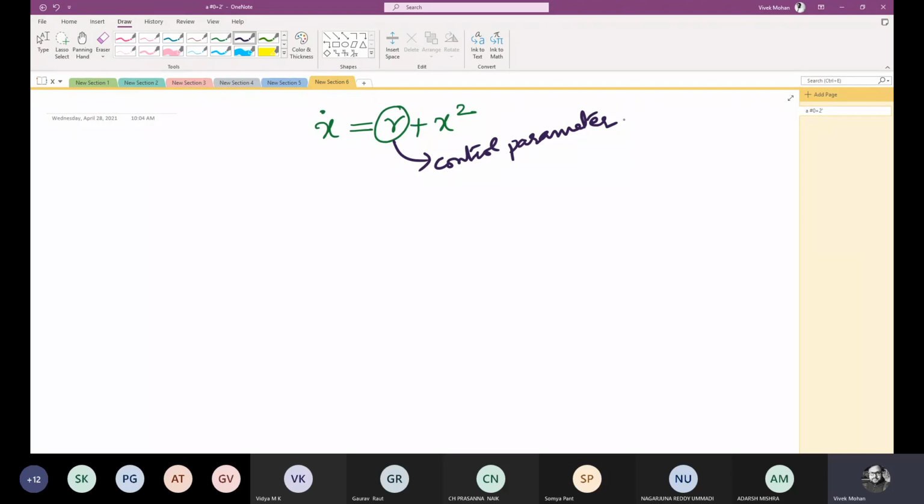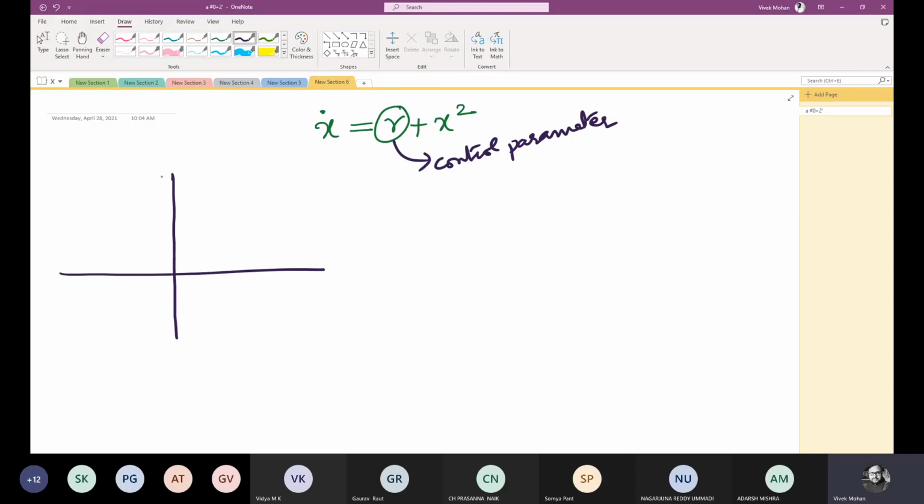Now, this r can be positive or negative or zero, right? There can be different ranges of r. The range of r can be on the negative side, it can be on the positive side, or r can be zero. So when r is negative, what happens? We'll see through the plot.